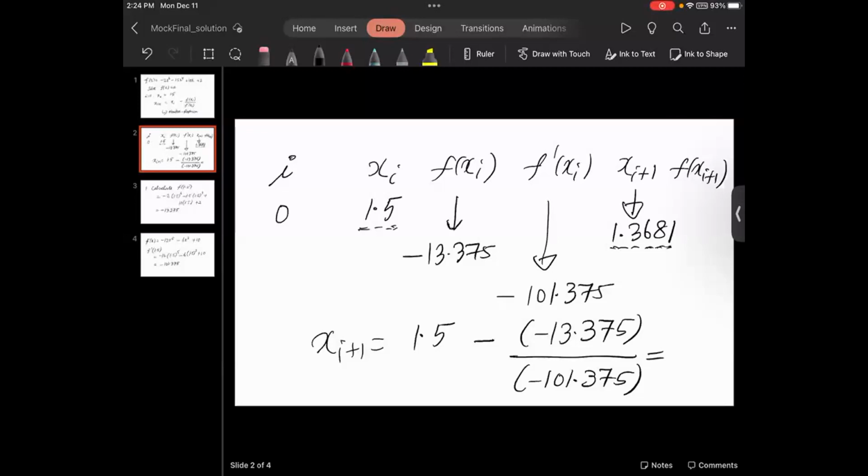And what is the value of the function at this 1.3681? That is the last column. If you do the calculation, it will come out to be minus 2.6857.